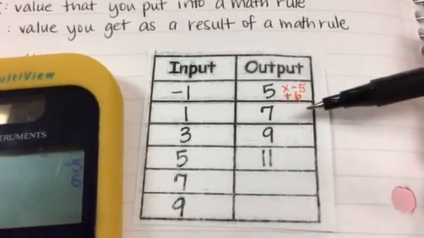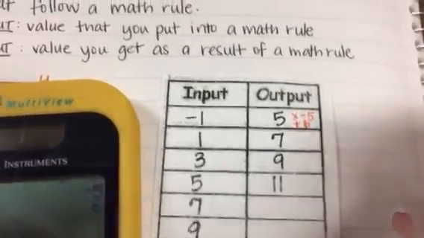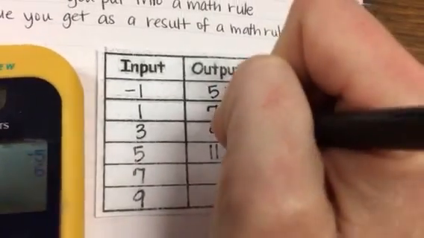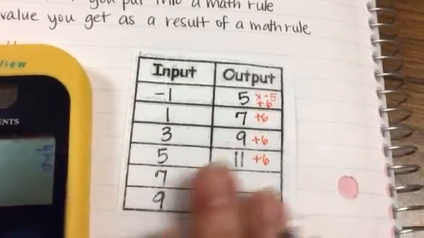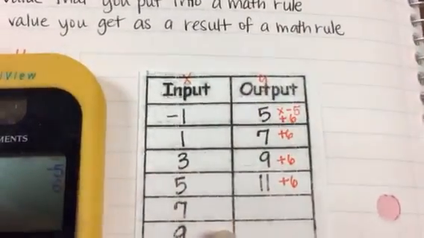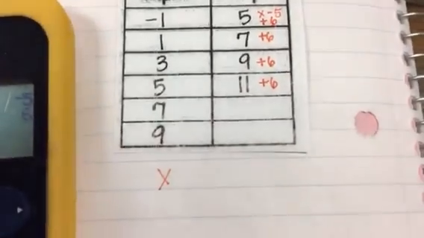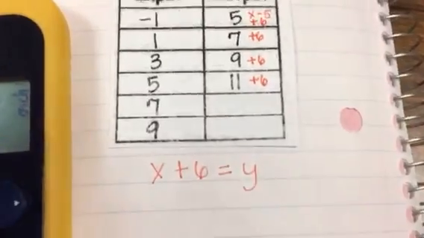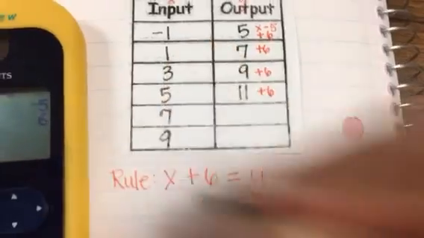But it becomes pretty clear pretty quickly that it's not a multiplication relationship. This is not times anything. It is an addition of 6. So this is a plus 6, this is a plus 6, and this is a plus 6. So we're going to write the function rule. Remember, these are my x's, these are my y's. So the function rule for this one is my x plus a 6 gives me my y. That is the rule for this function.